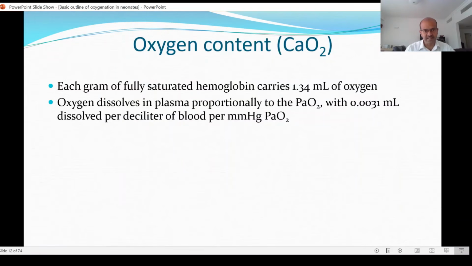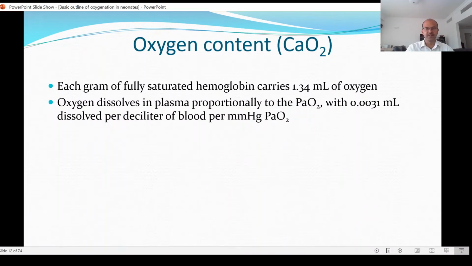So oxygen content is basically the amount of oxygen that is dissolved in the blood and the hemoglobin. 1 gram of fully saturated hemoglobin carries 1.3 ml of oxygen, and a small amount dissolves in the plasma. This is a very small percentage, 0.0031 ml per deciliter of blood. So for all practical reasons, this can be ignored, except that this is the measure that we use for the PaO2 on the blood gases.